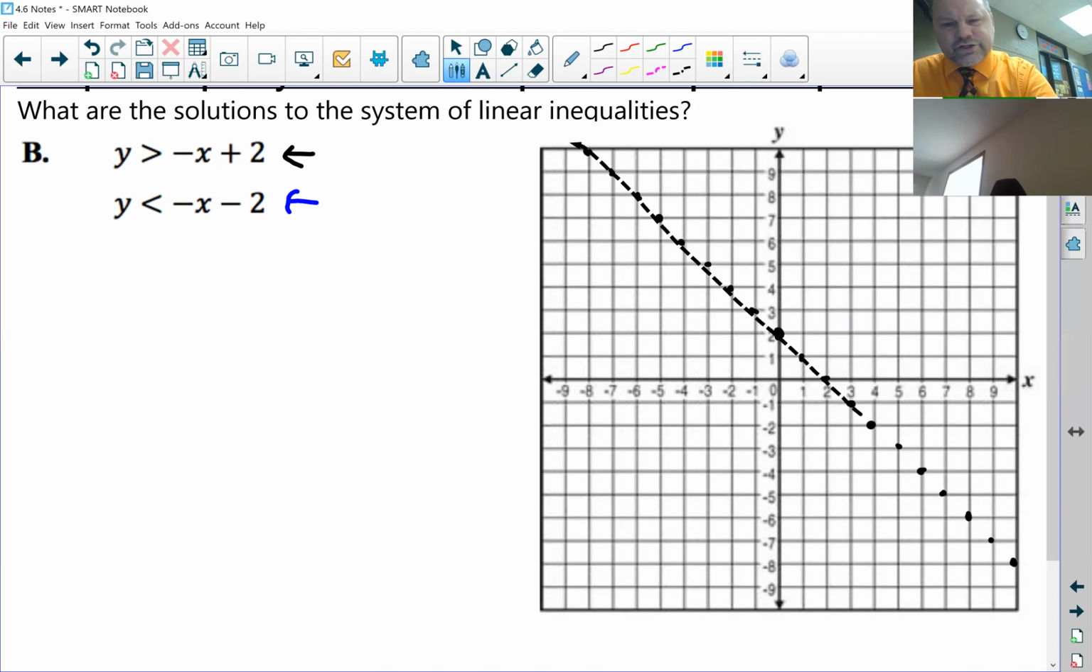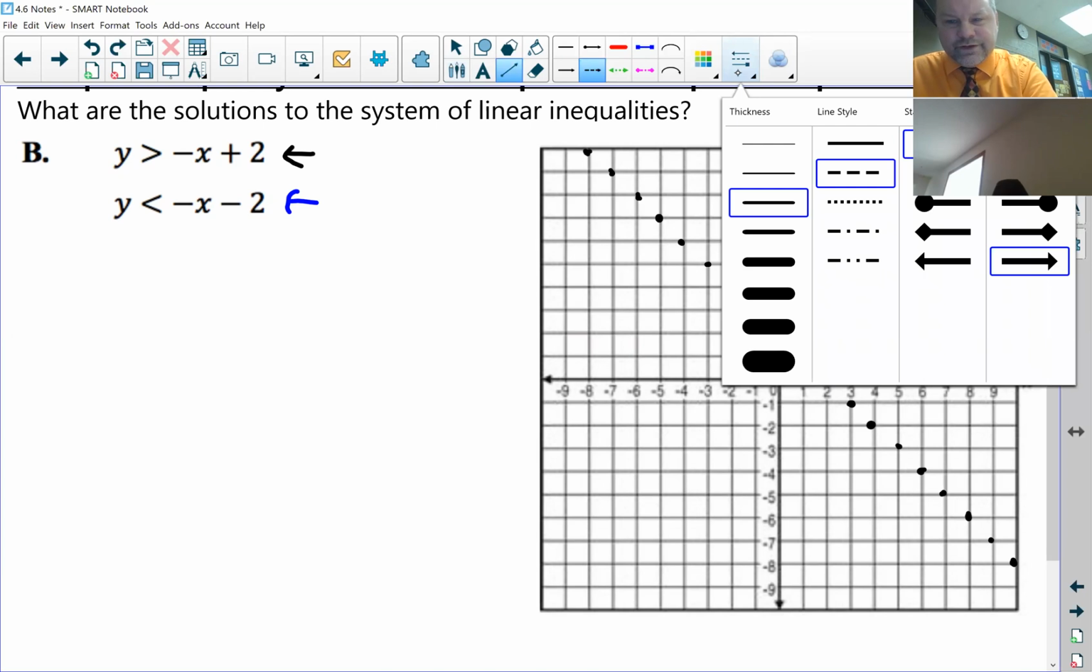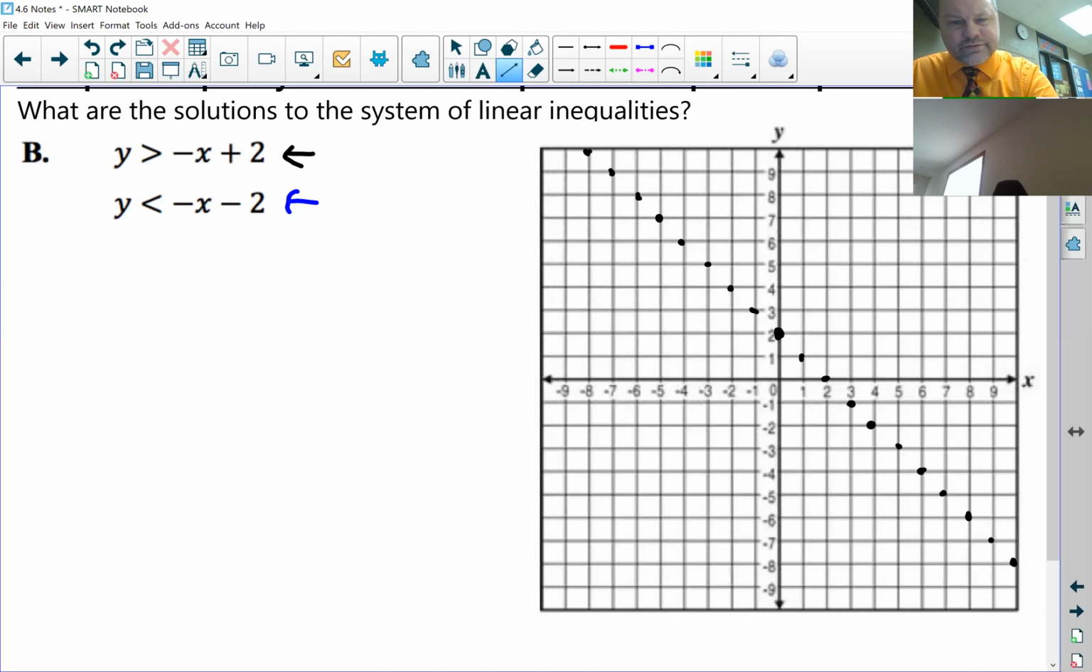And am I going to shade above or below? Ugh. Try that again. Go ahead and answer that in the chat. Above or below the line? Excellent. Above. Now I'm not going to shade it in black because that wouldn't allow me to see much. What I'm going to do is shade it in yellow.